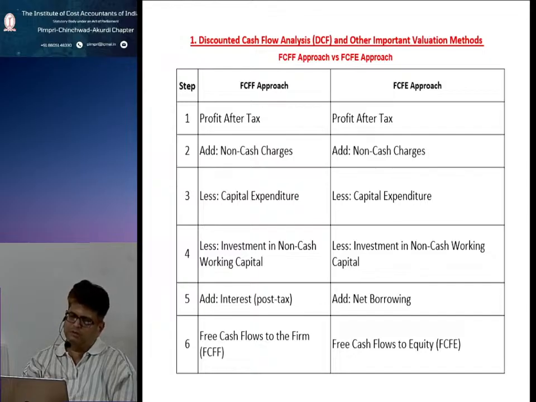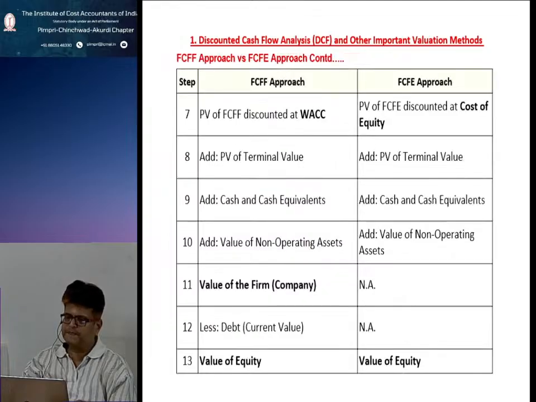In both the approaches we add the non-cash charges, we reduce the capital expenditure, and we reduce the investment in net working capital. In FCFF we add the interest post-tax, and in the FCFE approach we add the net borrowing, which gives the free cash flows to the firm, that is FCFF, and FCFE per se. So these first 6 steps give us the FCFF and FCFE.